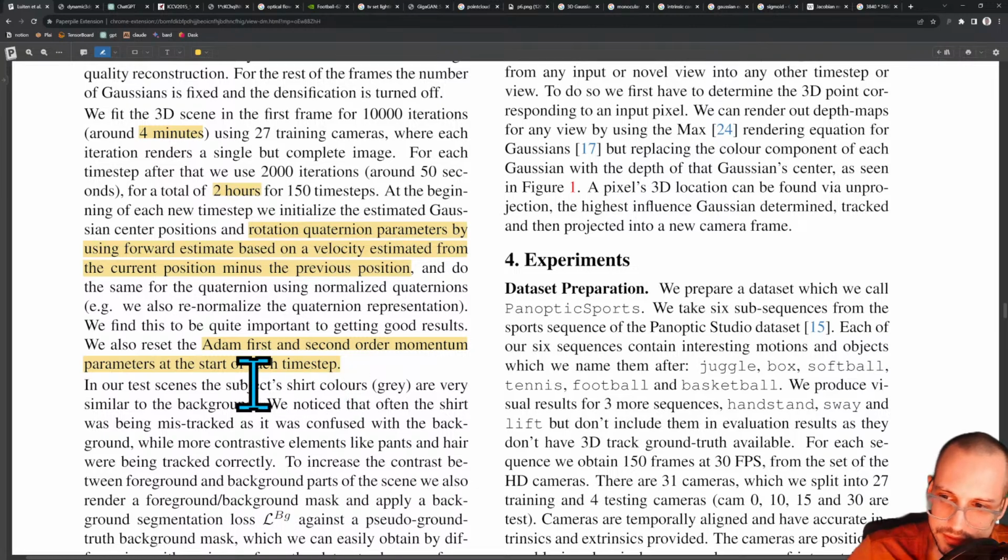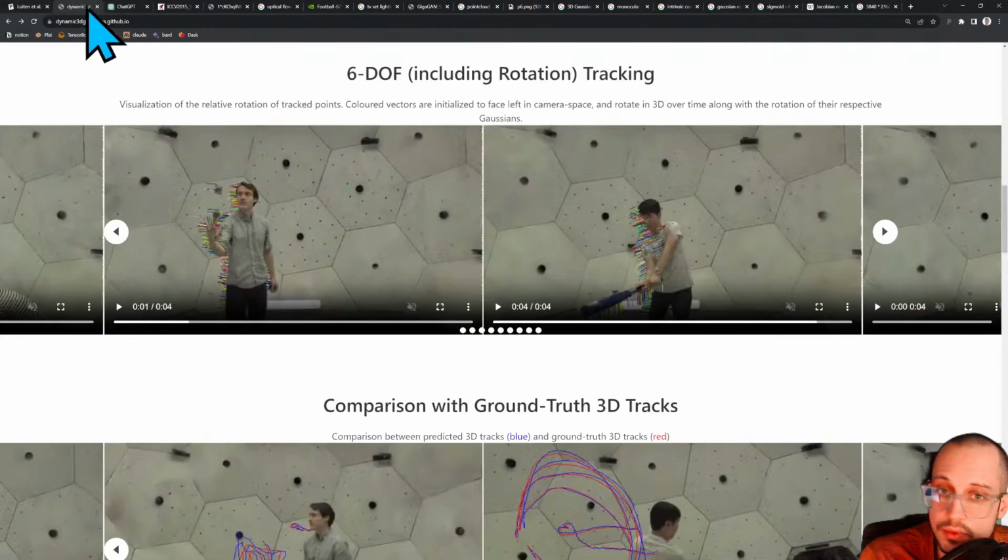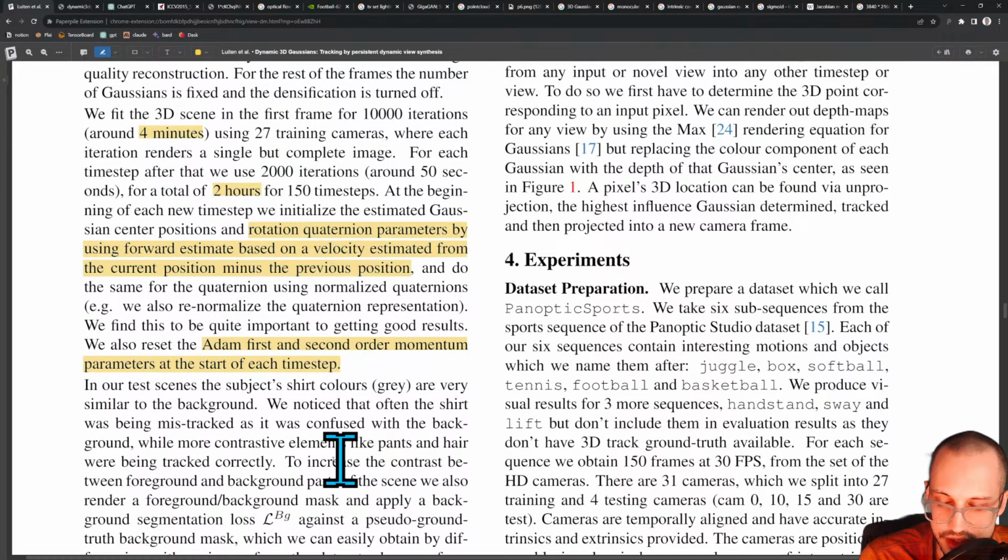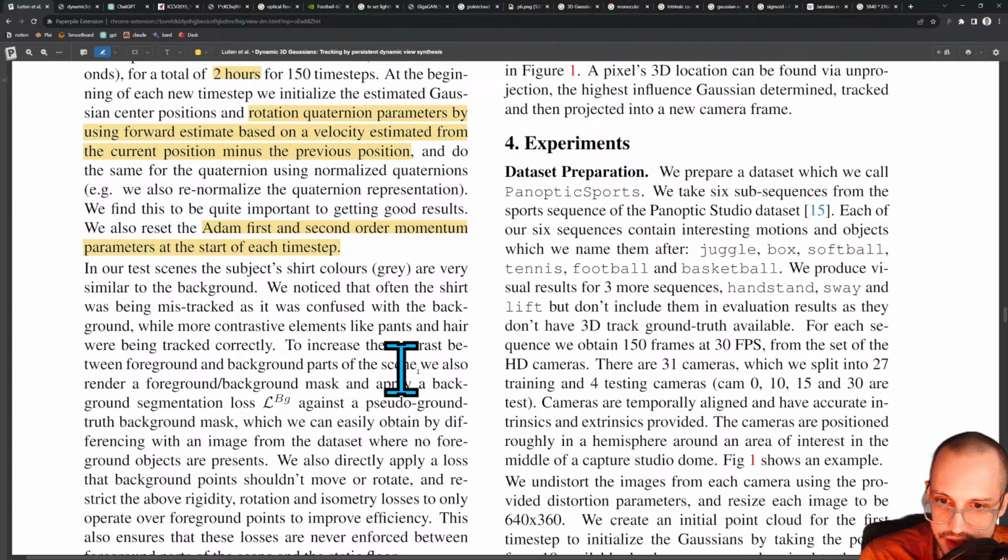I don't know. In our test, the subject's shirt colors are very similar to the background. We noticed that often the shirt was being mistracked as it was confused with the background, while more contrastive elements like pants and hair were being tracked correctly. Okay, so if you have a similar colored shirt to the background, it has a harder time. Makes sense. To increase the contrast, we also render a foreground background mask.